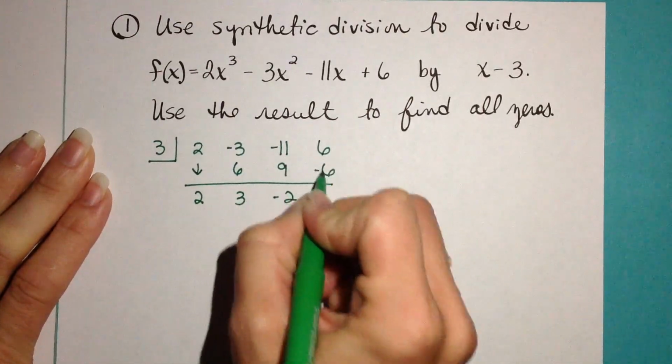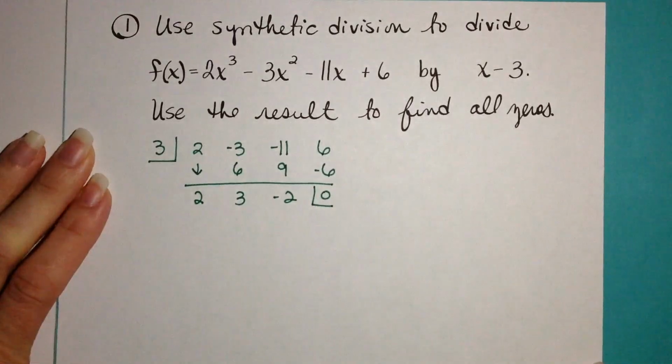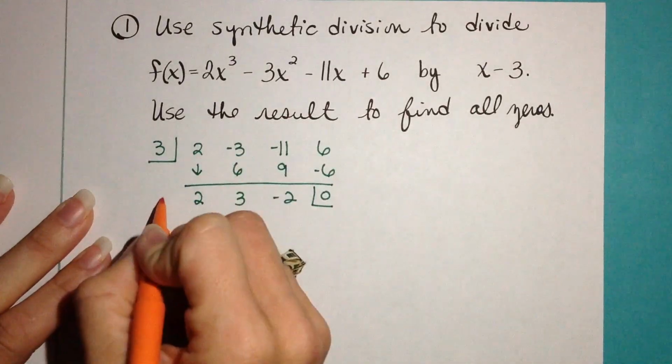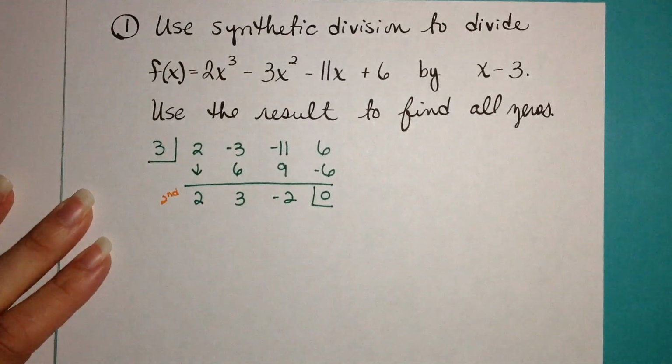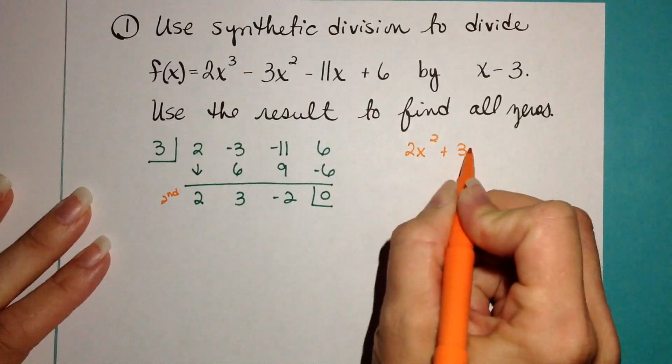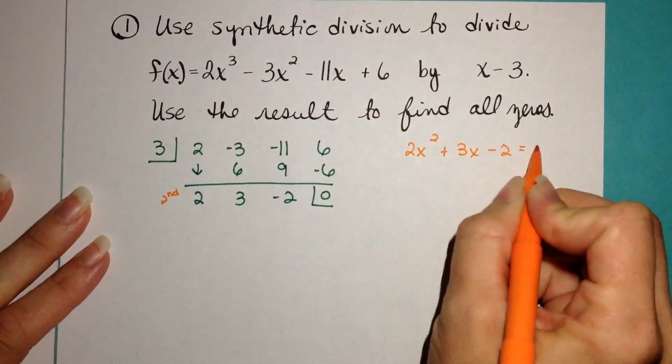Okay, so go through your synthetic division. And you notice this time you get a remainder of 0, which you're supposed to. This is what your factor theorem is telling you. When you're asked to find zeros, that's what you've got to have. It's got to divide evenly. Now it says use the result to find all zeros. Remember your power drops down 1. This was the third power, so this represents a second degree. So I have 2x squared plus 3x minus 2.